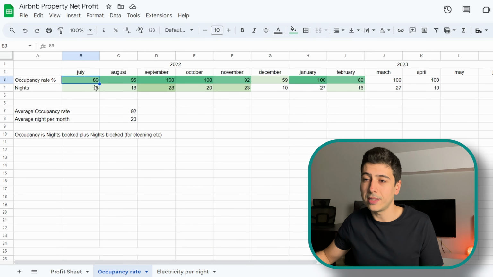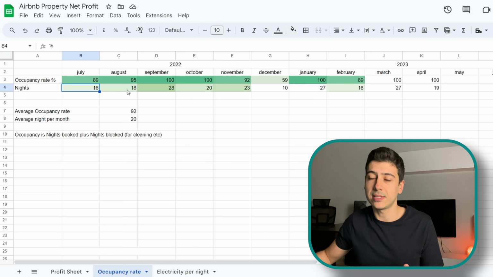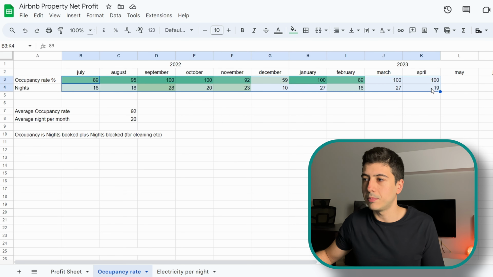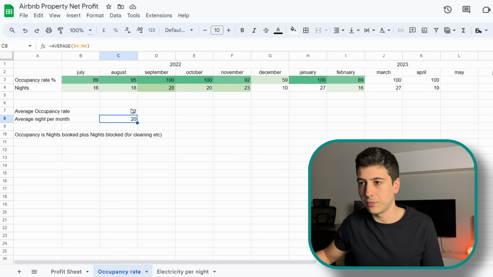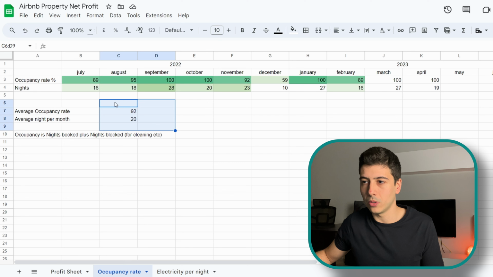So for example, I block out 2 days before and after each booking so the cleaner can go and prepare the place. And that way you lose availability each month. And that's how I've calculated 89% occupancy rate and 16 nights. And with all the data with the percentages of the occupancy rate and the nights booked each month, I've used the opportunity to calculate some extra statistics, which is an average occupancy rate and an average nights per month booked, which is pretty nice to have. So if you want to see how well you're doing with your availability.